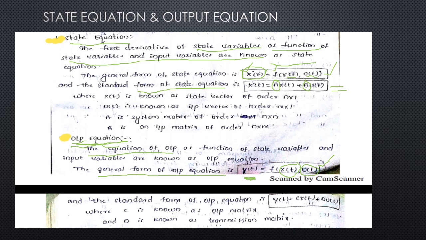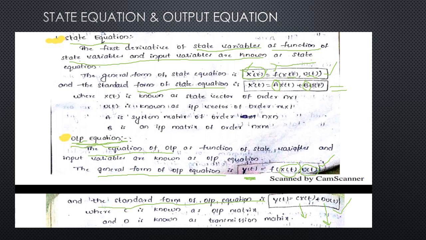So y of t is equal to f of x of t comma u of t is the general form of output equation, and the standard form of output equation is given by y of t is equal to C into x of t plus D into u of t. Where C is known as output matrix, and D is known as transmission matrix. So the points we have to remember about state equation and output equation are: state equation is nothing but the equation which is related to state variables.